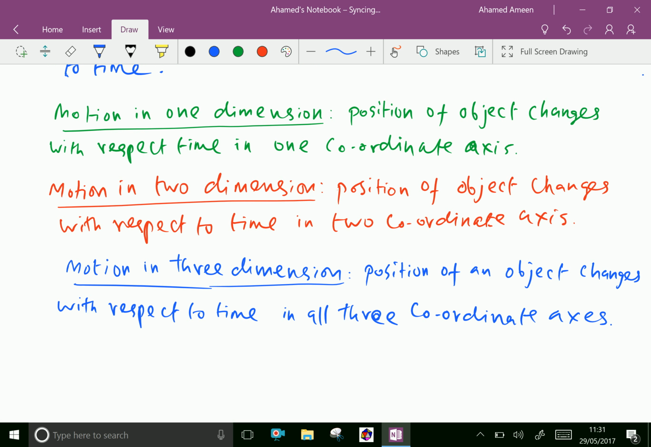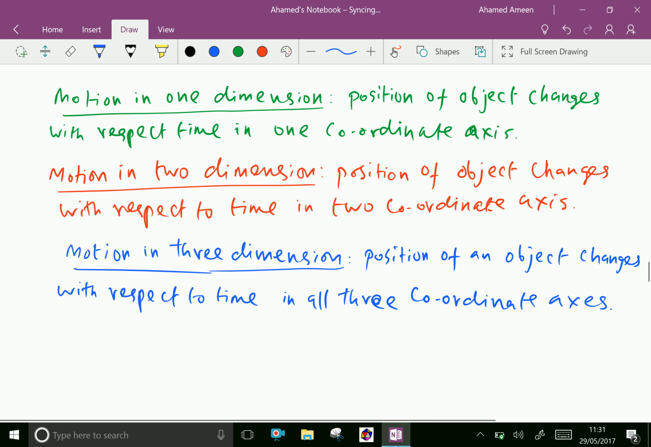Motion in one dimension means the position of your object changes with respect to time in one coordinate axis only. We can consider an ant moving in a straight line on the table, and a car going in a straight line without turning anywhere else is motion in one dimension because it moves in one direction only.